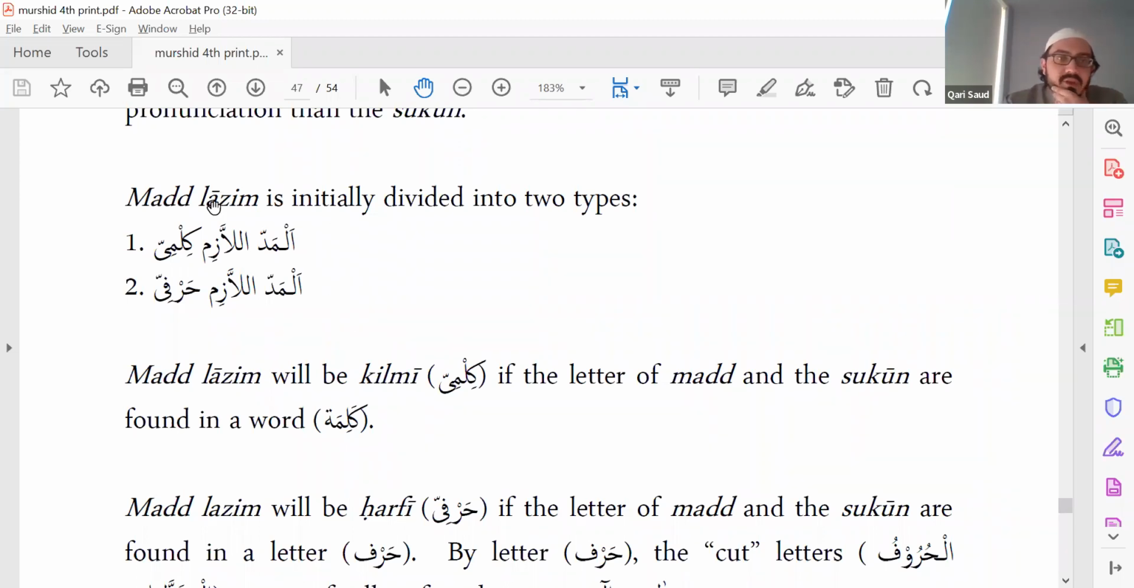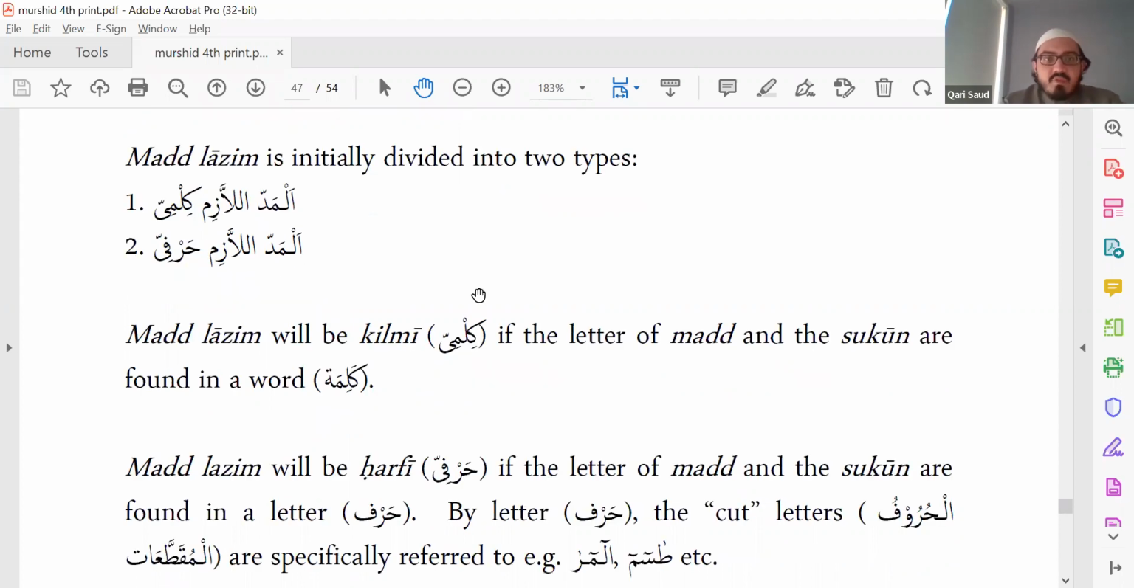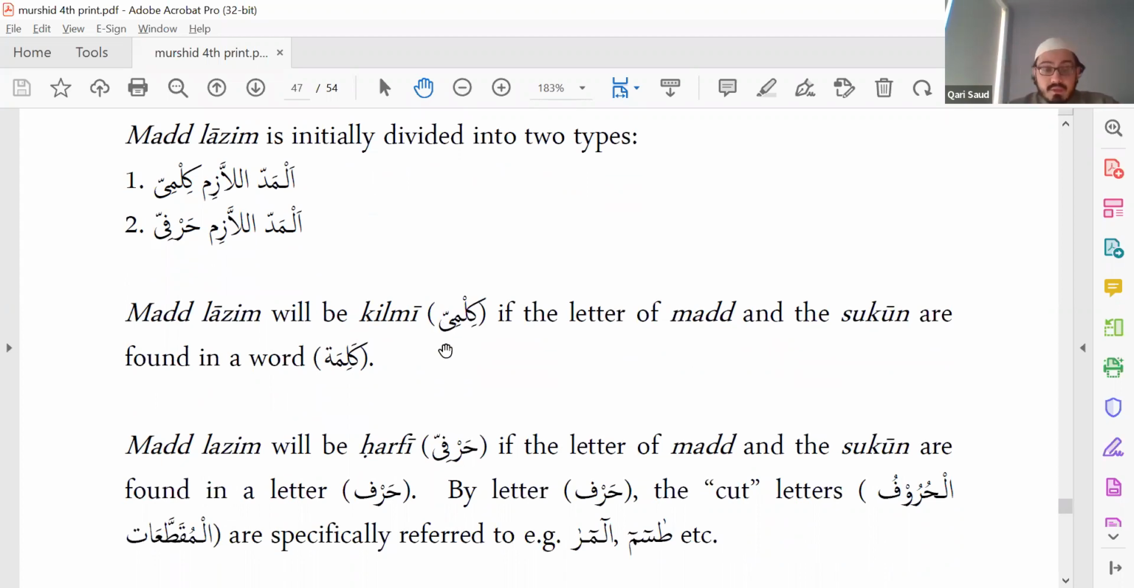So this is called al-maddul lazim kilmi, al-maddul lazim harfi. Kilmi is one word, harfi letter. So mad lazim will be kilmi if the letter of mad and the sukoon are found in one word, okay? In a word.